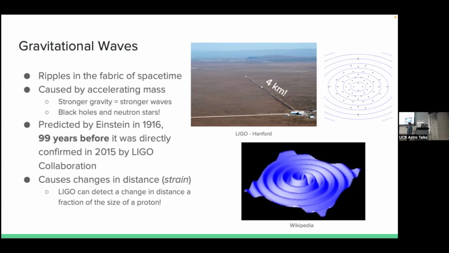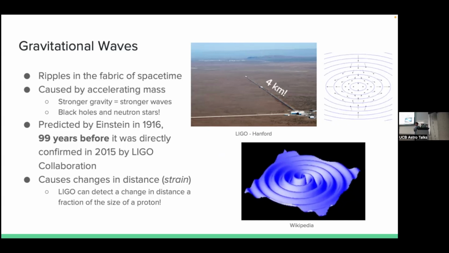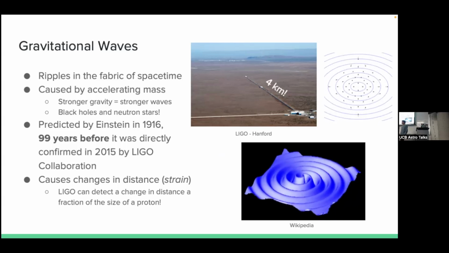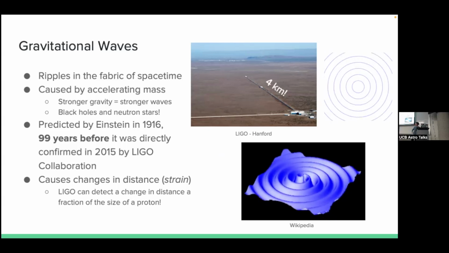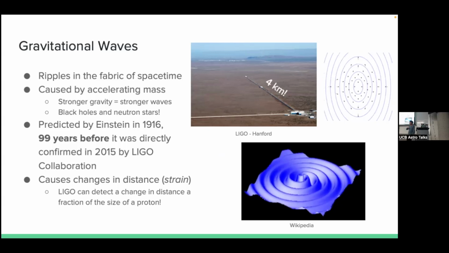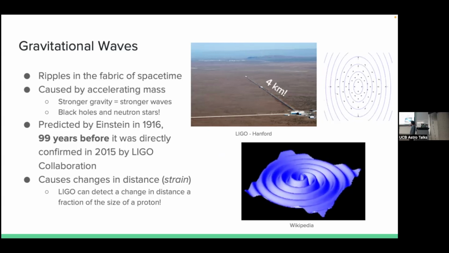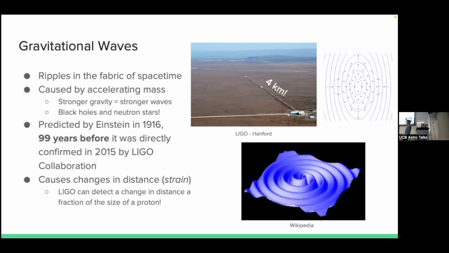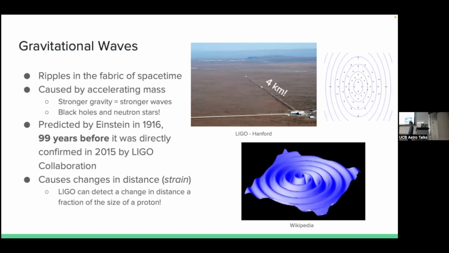Gravitational waves were actually predicted by Einstein in 1916, and it took 99 years before we were able to directly observe them with the LIGO collaboration. I have a picture of it here in the top left. That's one of the instruments that they have, at Hanford in the United States. Each of those little sticks coming out of it is a 4-kilometer long arm.